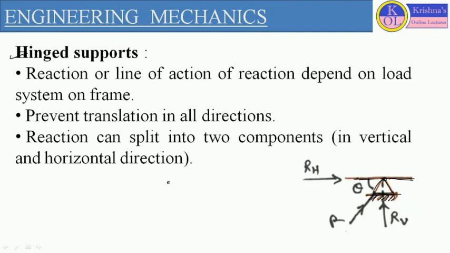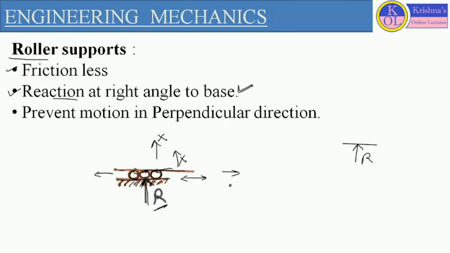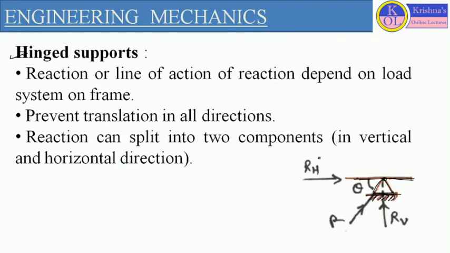In roller support, we can define translation, but there is no motion or translation in the perpendicular direction. But in hinge support, no translation is possible in any direction, neither in the perpendicular direction nor in this horizontal direction along the horizontal surface. But rotation can be possible. This type of motion can be possible in hinge support, but it prevents translation in all directions.